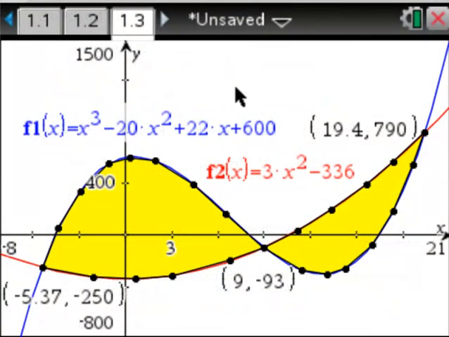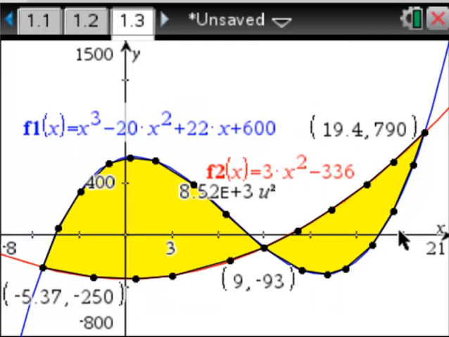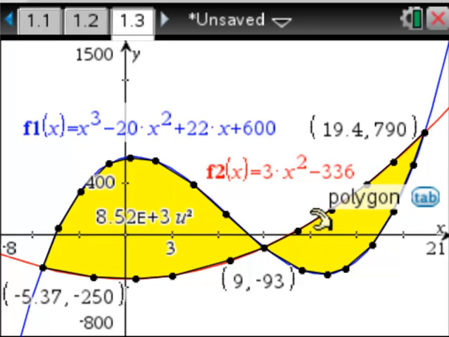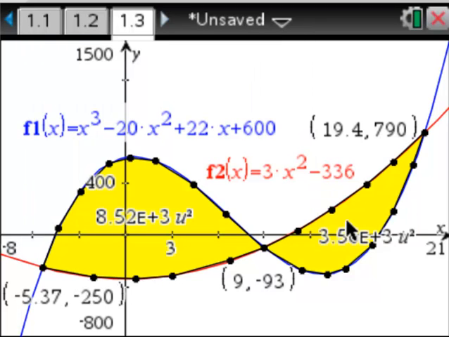Here we have our polygons, which now we want for purposes of their areas, which represent approximations to the area of the bounded region. So grab the polygon, context menu, measurement, area. Okay, I'll move this interior to this section of the region. Need to do this same thing for this polygon, measurement, area.